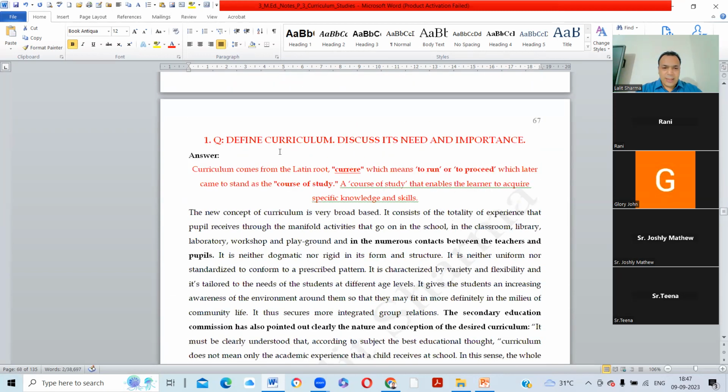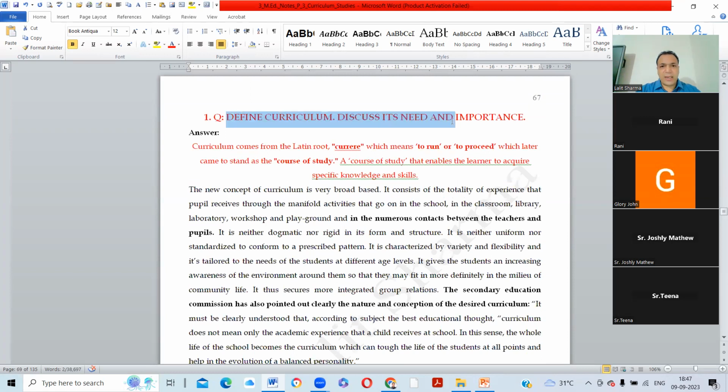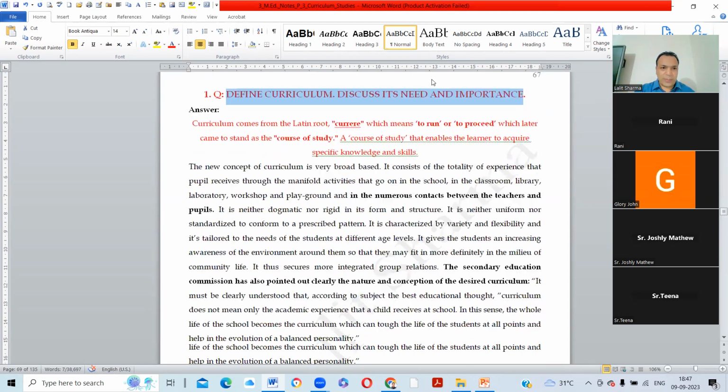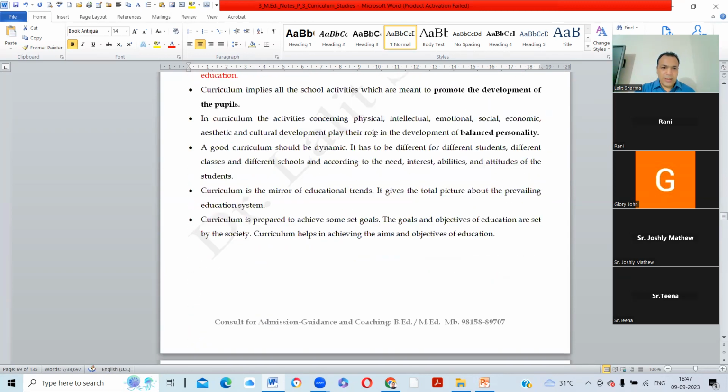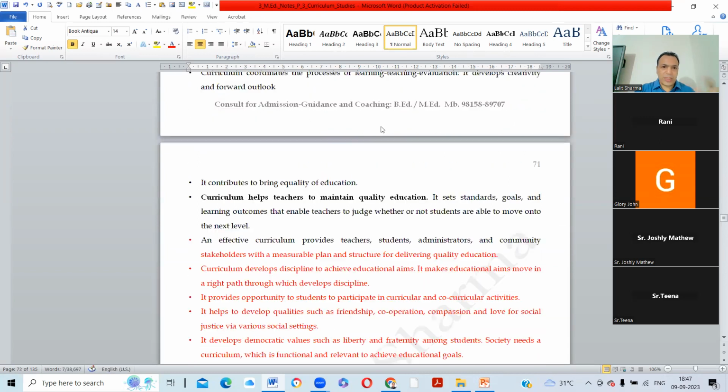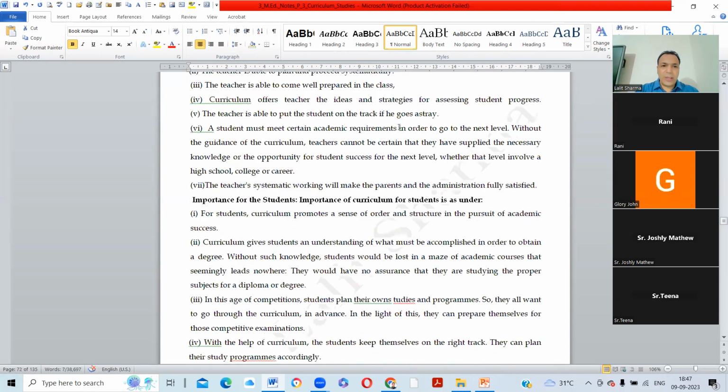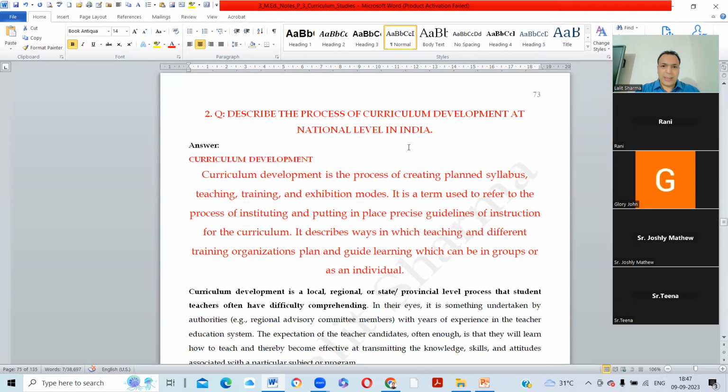The next question is: define curriculum, discuss its needs and importance. I think you have understood, so no need to discuss more. You have come to know about curriculum, the need and importance of curriculum, right? So this is the first question. I have made a note in question-answer form so that it is direct.